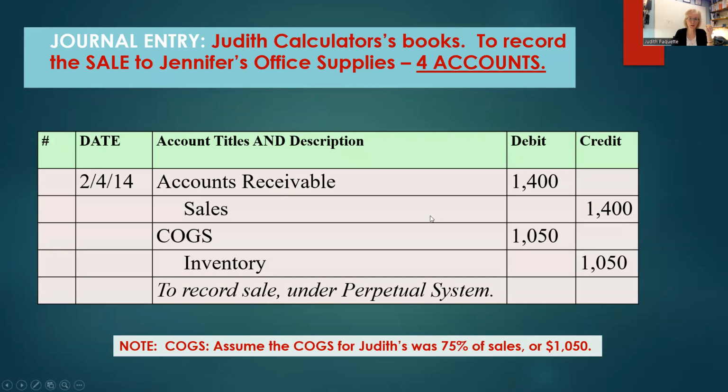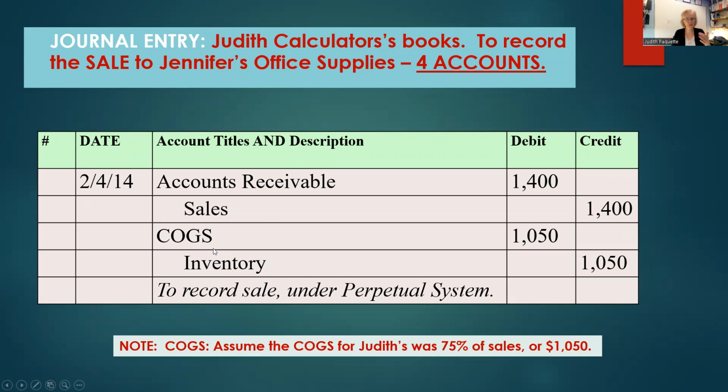And again, we're doing a perpetual system. So in chapters 2 and 3, you sold something, you debited accounts receivable, you credited service revenue. But in chapter 5, we're saying we didn't sell service, we sell product. So we're debiting accounts receivable, crediting sales. You could also call it sales revenue or just sales. But now it's a 4-line journal entry: debit cost of goods sold, credit inventory.